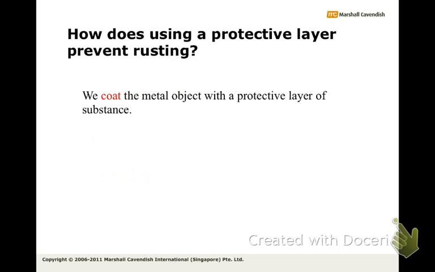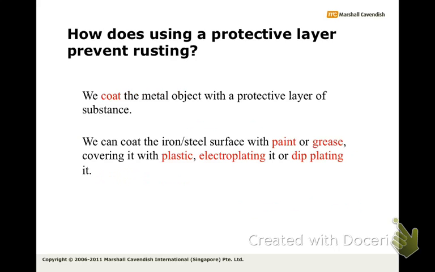How does using a protective layer prevent rusting? Basically, the old method is to coat the metal object with a protective layer of substance, either by painting, greasing, covering it with plastic, electroplating, or dip plating. That means you dip the metal in something else. It could be another reactive metal, or it could be some plastic. The whole idea of coating or putting a protective layer is to keep the iron and steel away from water and oxygen.